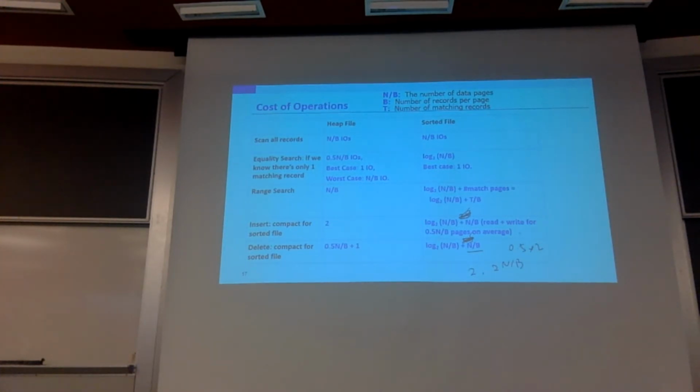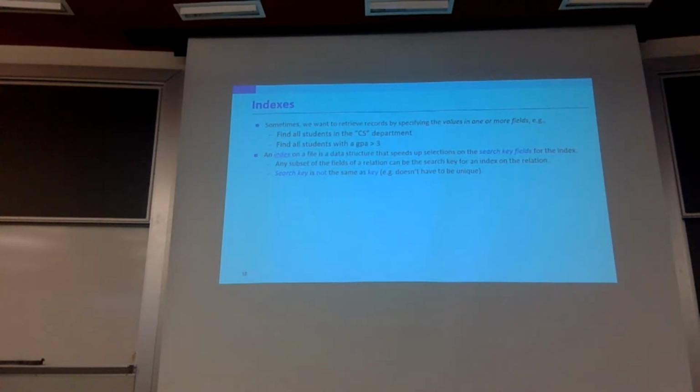Okay, so let's continue. So yeah, let's talk about indexes. So basically, we have talked about what indexes are. Sometimes we want to retrieve some records that satisfy some particular criteria, using some of these fields. For example, you want to find all the students in the CS department. Suppose the ID for your CS department is 100, then you're basically doing an equality search of DID equal to 100, right?